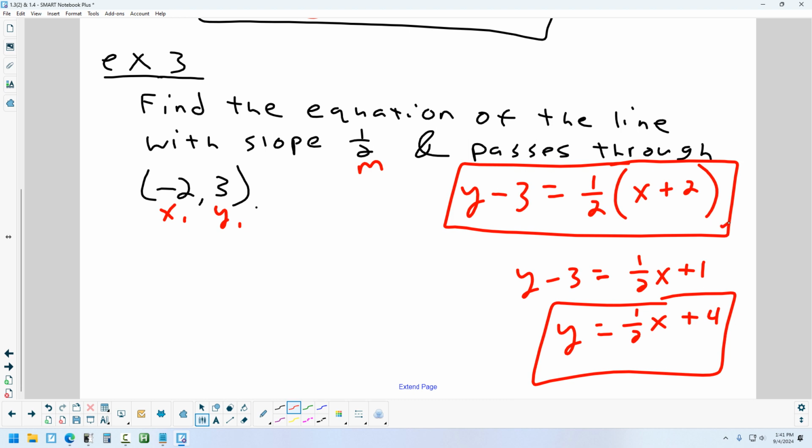Point slope, slope intercept. The directions in this problem did not say to do that. I'm just showing you how, if you ever have to rearrange it, you can. Any question on that?